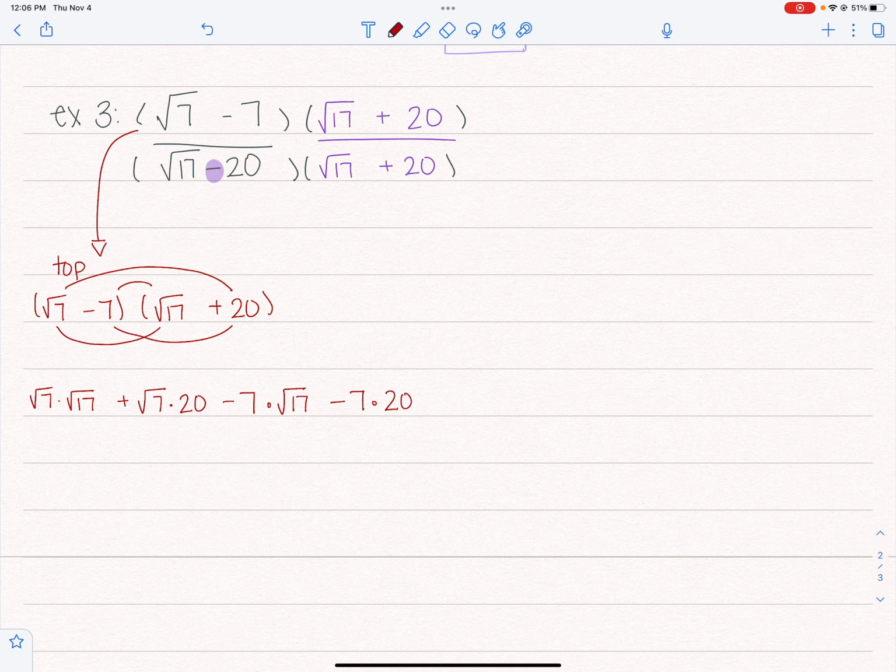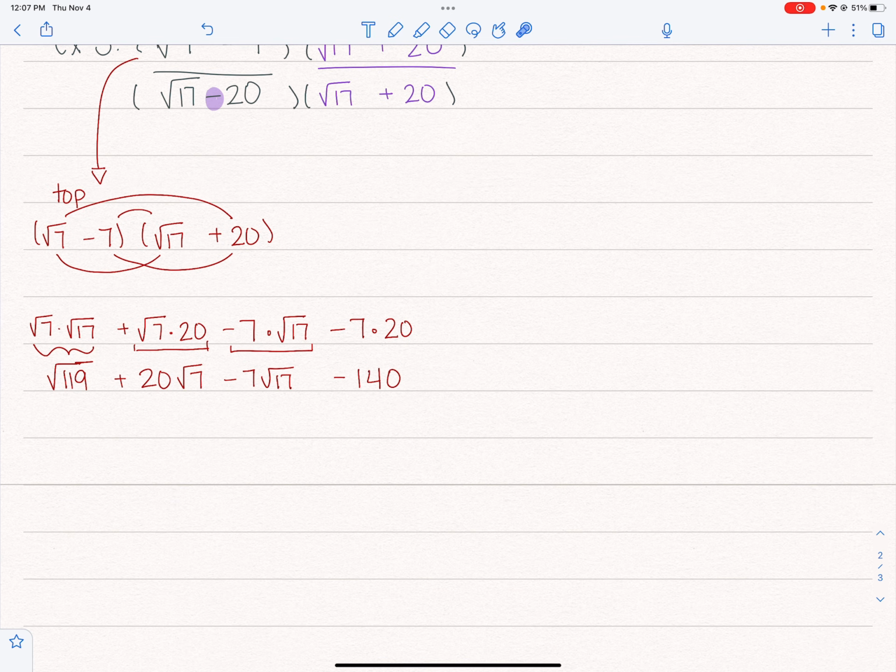All right, so now I'm just going to go through and multiply. This is that property that says the square root of 7 times the square root of 17 is the square root of 7 times 17, or the square root of 119. This middle part, I'm just going to rewrite as 20 square root 7. The next one, I'm going to rewrite as negative 7 square root 17. And then negative 7 times 20 is going to give me negative 140.